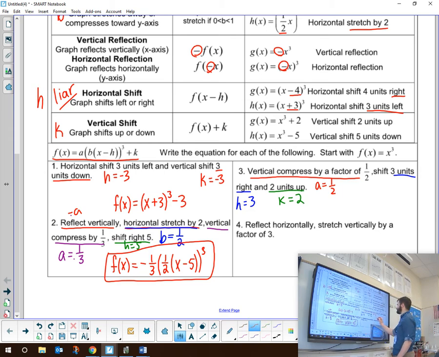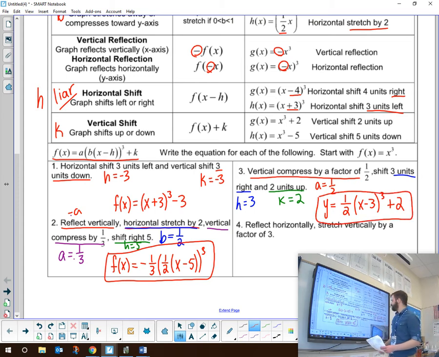I'm going to use Y instead of f of x just because I can. Y equals, my A is 1/2, times x minus my h, so x minus 3 cubed, and then 2 units up, so we'll have a plus 2 on the end. All right, last one here, number 4.